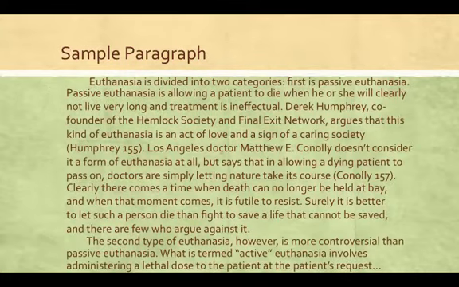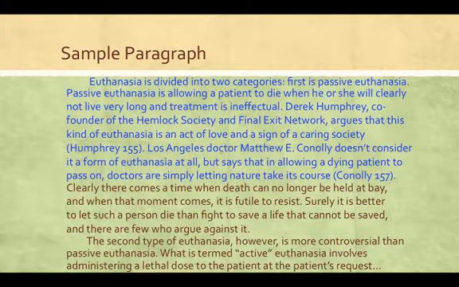Let's look at an example of a paragraph from a paper about euthanasia. Euthanasia is divided into 2 categories. First is passive euthanasia. Passive euthanasia is allowing a patient to die when he or she will clearly not live very long, and treatment is ineffectual. Derek Humphrey, co-founder of the Hemlock Society and Final Exit Network, argues that this kind of euthanasia is an act of love and a sign of a caring society.